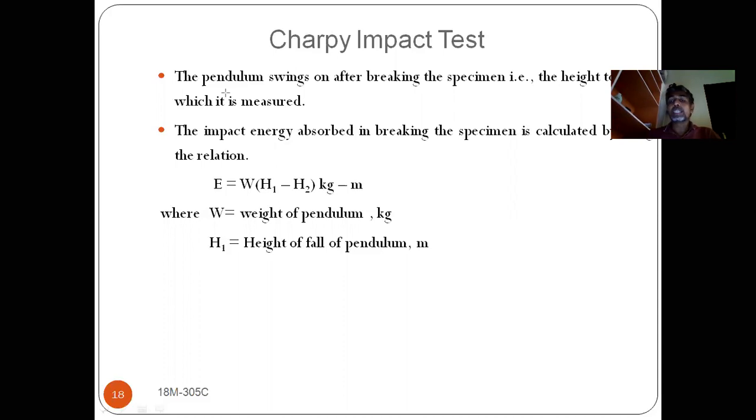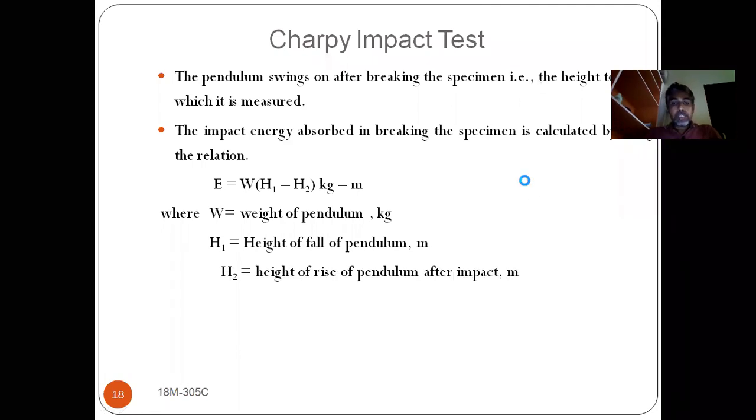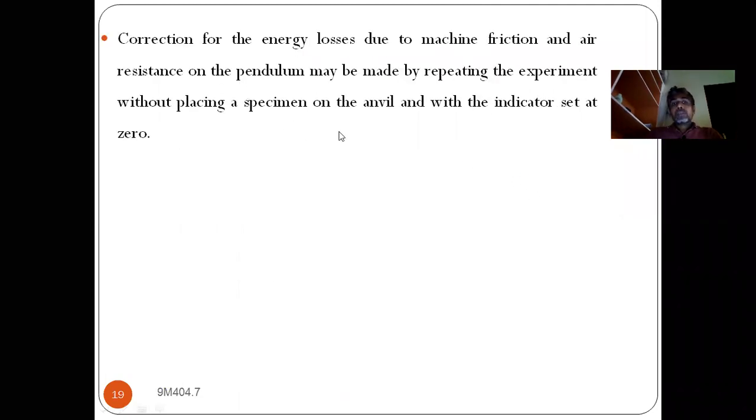So how much energy is absorbed by the material before fracture is given by this equation, E is equal to W into H1 minus H2. Here W is in kgs. Generally weight will be in kgs and height will be in meters. So what are the units? Kg meter. So you will get kg meter for this impact energy.